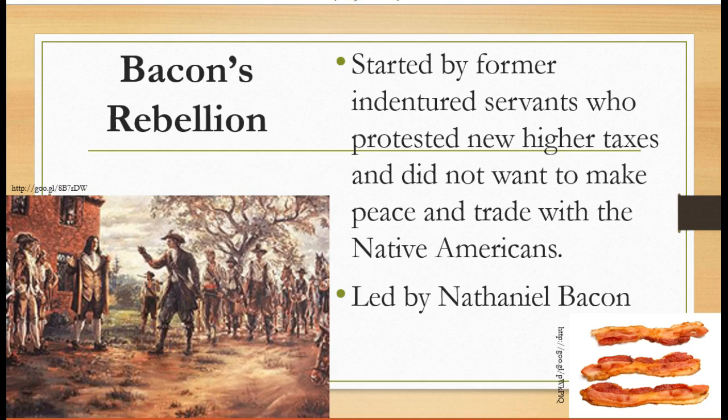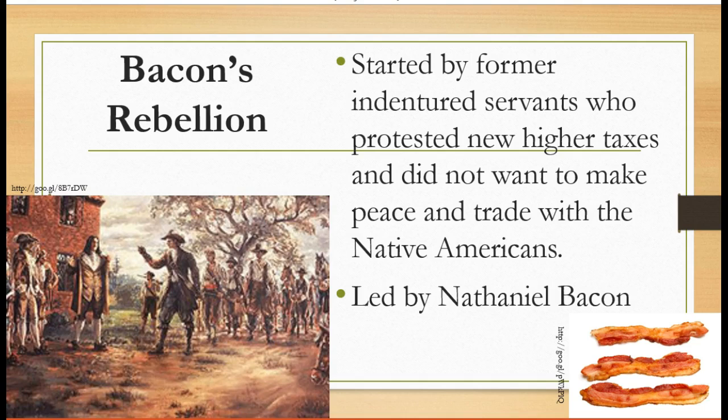Finally, today we're going to talk about Bacon's Rebellion. Partially we talk about Bacon's Rebellion because his last name was Bacon, and bacon is so good we need to talk about bacon whenever we can. But Nathaniel Bacon was a former indentured servant who protested the fact that the government of Virginia was raising and putting new taxes on indentured servants who had just gained their freedom.